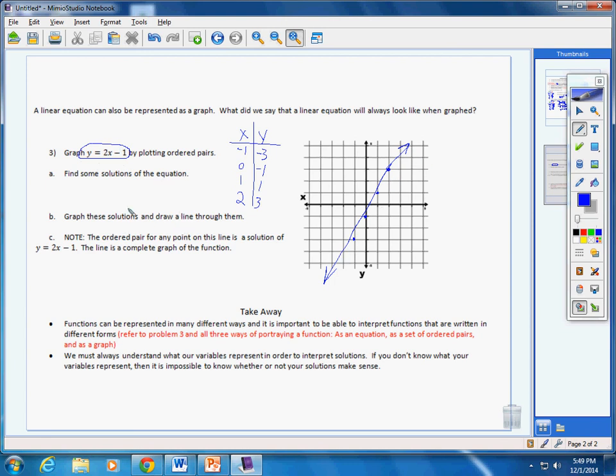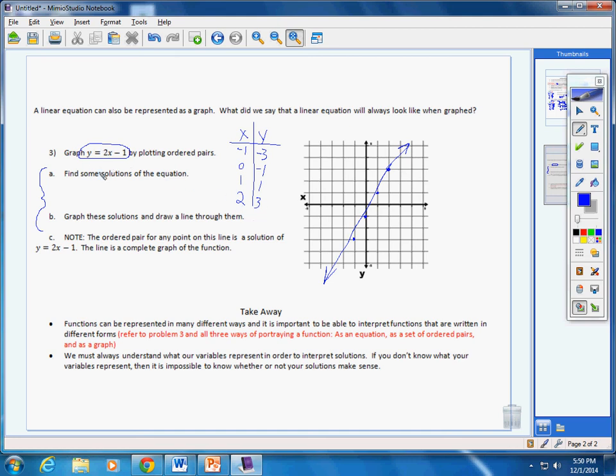So once again, I broke this down into steps for you, but I kind of moved through it quickly because I know I'm taking a while here. Step A: find some solutions to your equation. Step B says graph these solutions and draw a line through them like we did. Now, step C says, please note that the ordered pair for any point on my line is a solution to my equation. That means, once again, that I can plug in any number for x, and I'm always going to get a y value that corresponds to that x value.